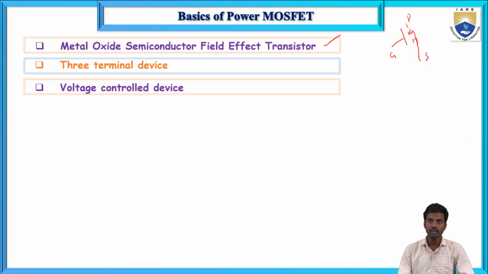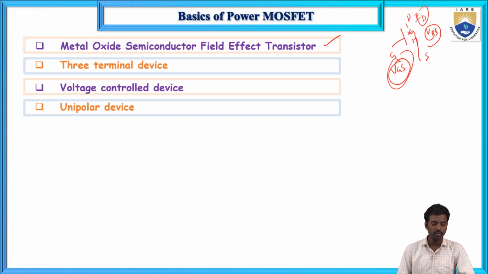And here it is a voltage control device. In the previous power BJT, that is a current control device, the output voltage and output current depend on base current only. But here the output voltage and output current, VGS and VDS, depend on gate-source voltage only. Due to that reason, it is also called a voltage control device, that we will see in detail.